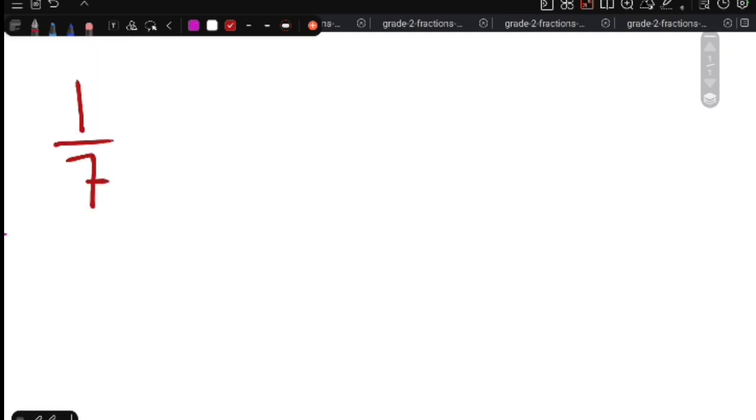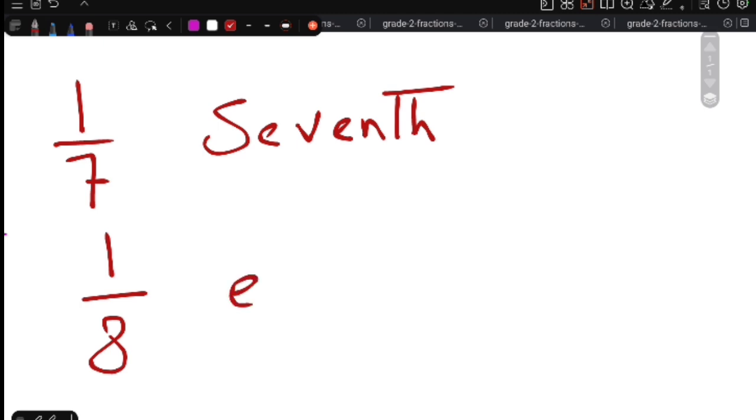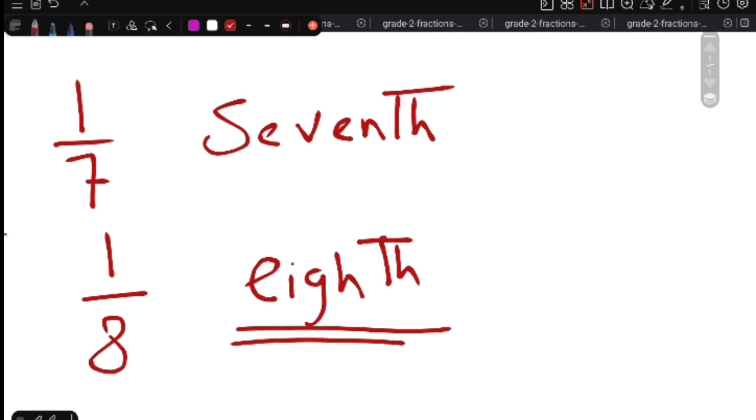Another one, if I have this one, 1/7, it's called seventh. Okay, seventh. 1/8 is called eighth. I have a missing letter, so let's erase this one and write it. Okay, this is eighth, 1/8, or eighth.